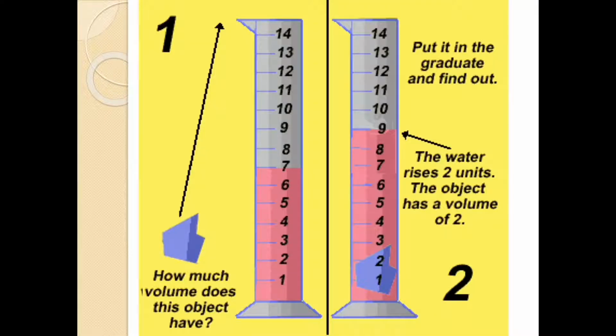Let's try this one. Here, picture 1 is before the irregular shaped object goes inside the graduated cylinder. Picture 2 is after. So we need to do displacement again, calculating the volume of the object by subtracting. It looks like for the final volume, we've got 9 milliliters, and for the initial, we've got 7. So 9 minus 7 means this object has a volume of 2 milliliters. All right.